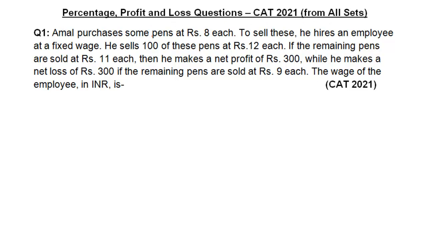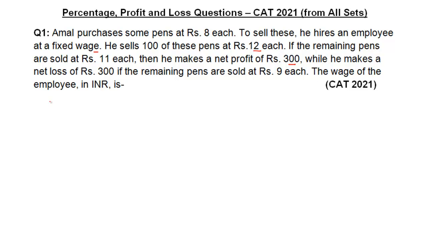Amal purchases some pens at rupees 8 each. To sell these, he hires an employee at a fixed wage. He sells 100 of these pens at rupees 12 each. If the remaining pens are sold at rupees 11 each, then he makes a net profit of rupees 300, while he makes a net loss of rupees 300 if the remaining pens are sold at rupees 9 each. The wage of the employee is.